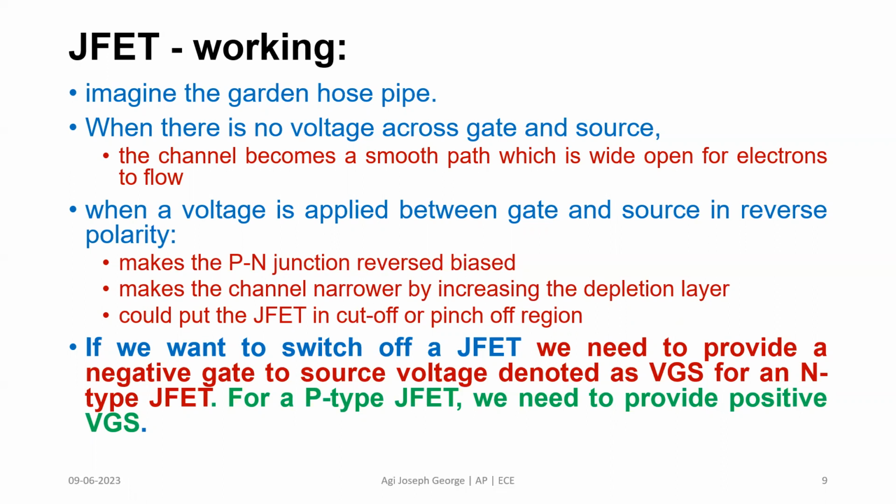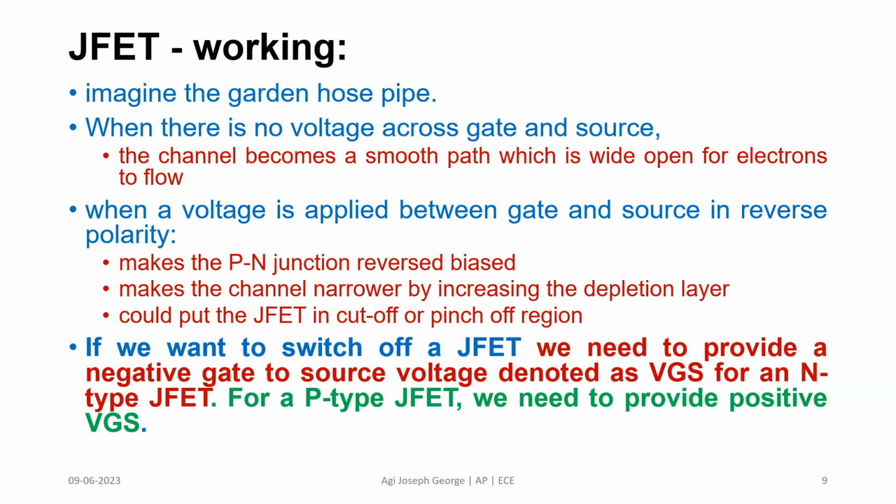Same way here, I told you that the gate is the person which is controlling. When there is a gate source voltage, that gate source voltage is a person which is controlling the channel. So the same example of garden hose you can apply here. When there is no voltage applied across the gate and source, there will be a smooth flow of current from the source to drain, provided that drain source voltage is applied. So from source to drain, you can have a smooth flow.